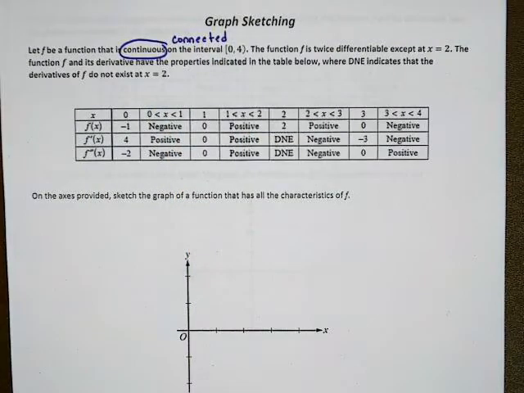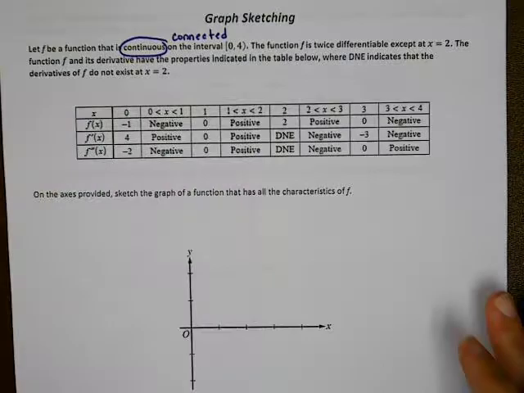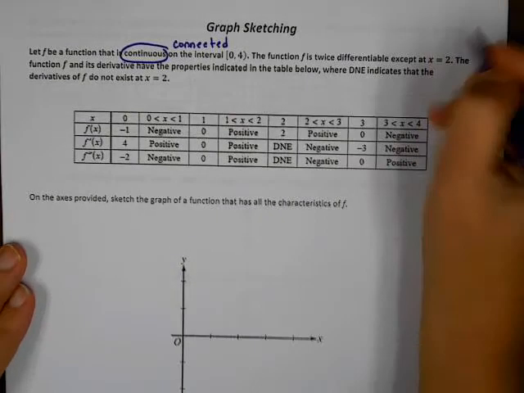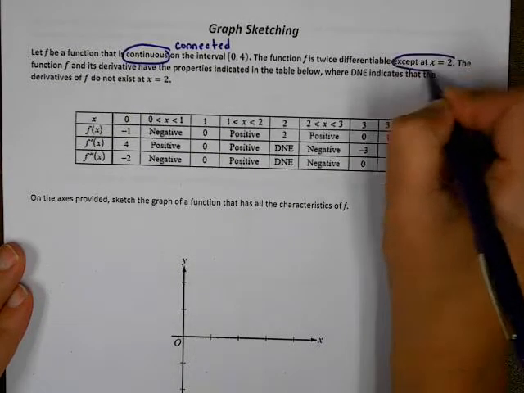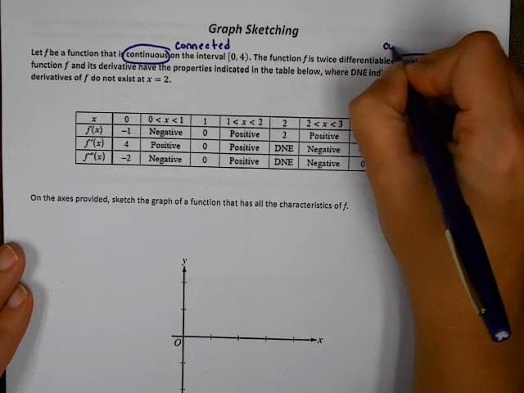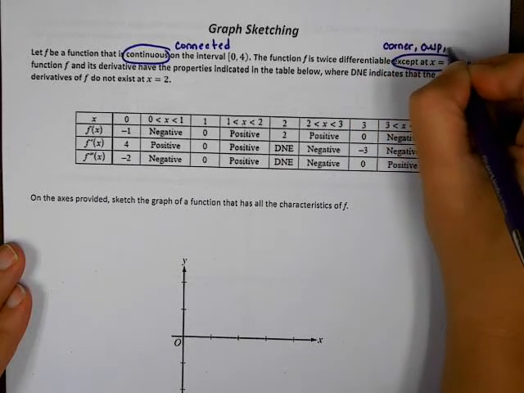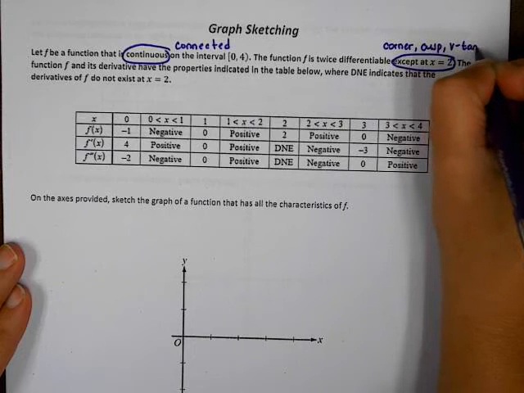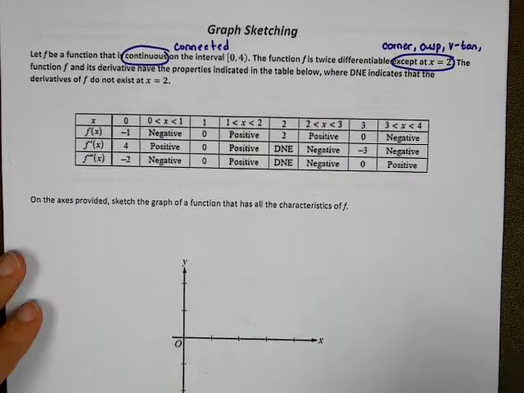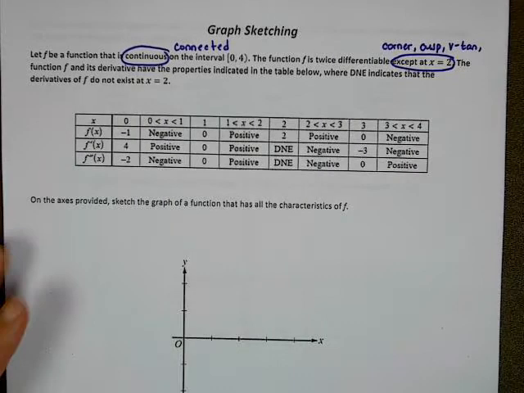The function f is twice differentiable, except at x equals 2. If we're not differentiable here, then there must be a corner, cusp, vertical tangent, or discontinuity, but since we're continuous, that one's out at that value.